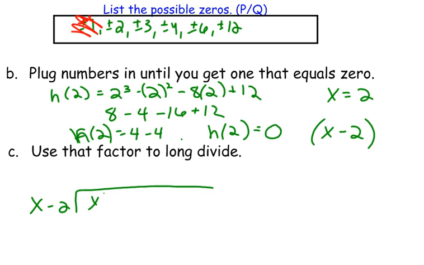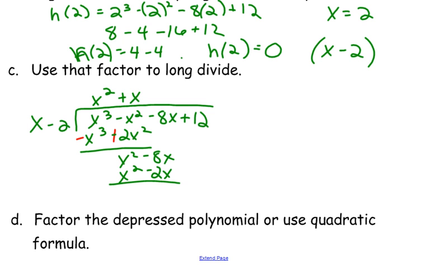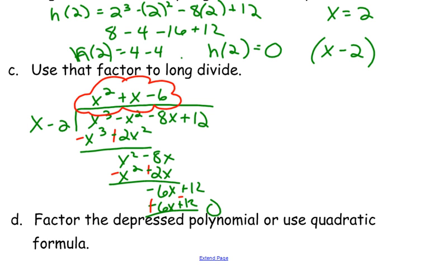So I factor with the original here. And then I'm going to do my long division. X goes into x cubed, x squared times. So I have x squared minus 8x, so plus x squared minus 2x. I get negative 6x plus 12. That'd be negative 6. Negative 6x plus 12. Boom, boom. My remainder is 0, just like I expected. So here's my depressed equation. So I'm going to bring that down to my next step.